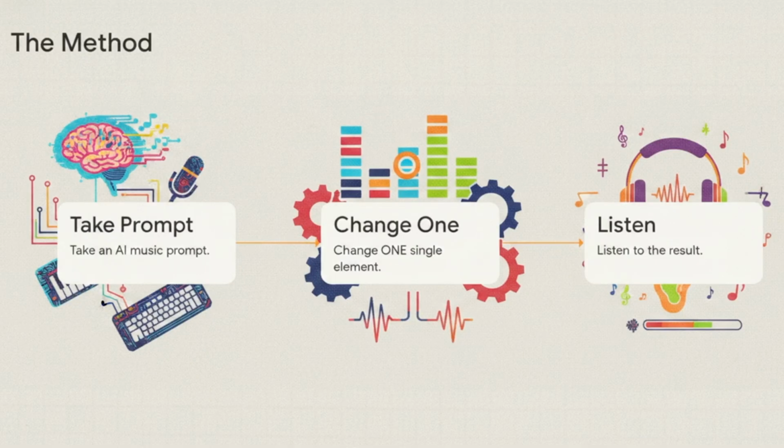And this builds perfectly into their core methodology, which is elegantly simple. It's just 3 crucial steps. Step 1, take an AI music prompt. Step 2, change one single element. Literally just one, not the genre and the tempo, just one isolated variable. And step 3, closely listen to the results. By isolating just one variable at a time, you can finally understand exactly what is changing your sound. It essentially eliminates the guesswork once and for all.